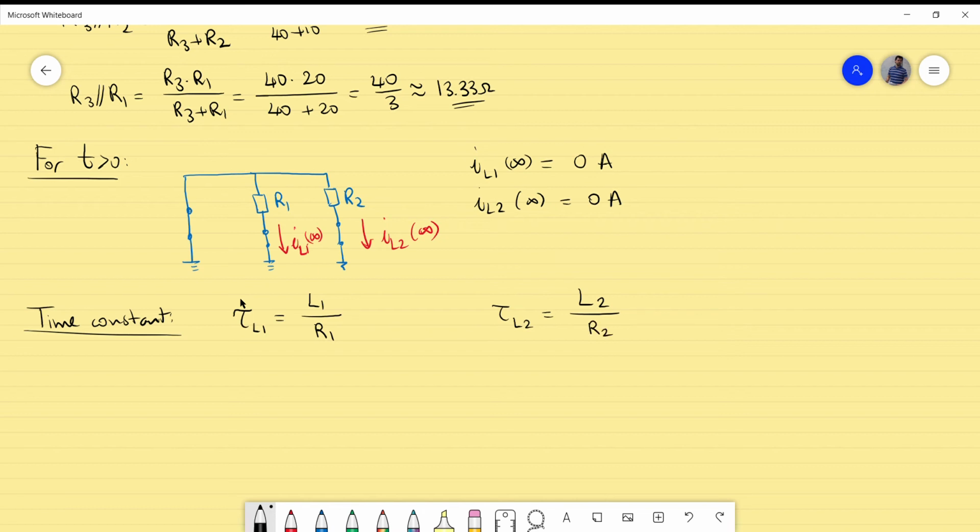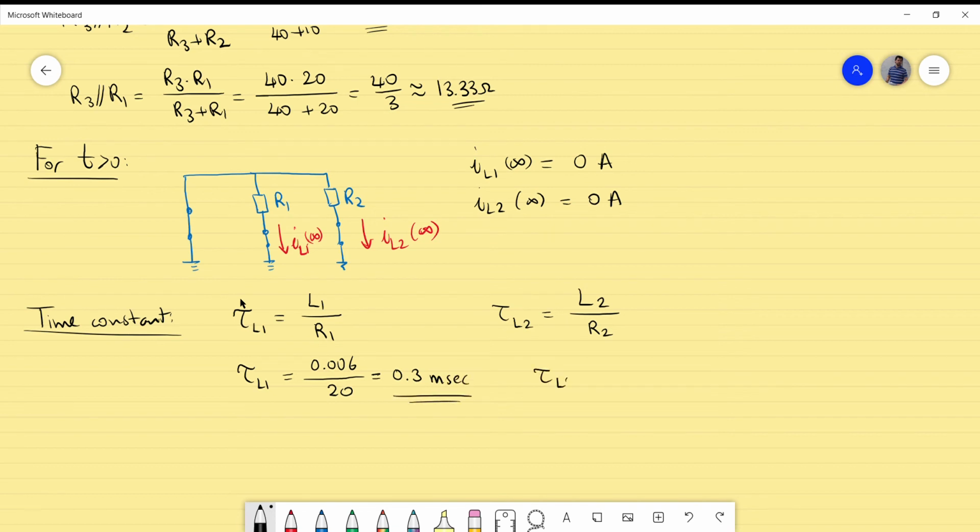Okay, so we can fill in the values they are given. So what is the L1 and L2? L1 is 6 millihenry, so 0.006 divided by R1, and R1 was 20. That will bring us to the time constant of 0.3 milliseconds. So that's for the first inductor.